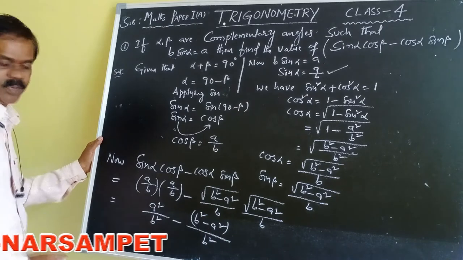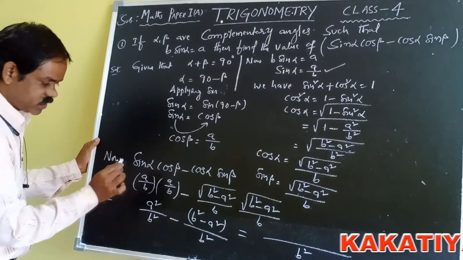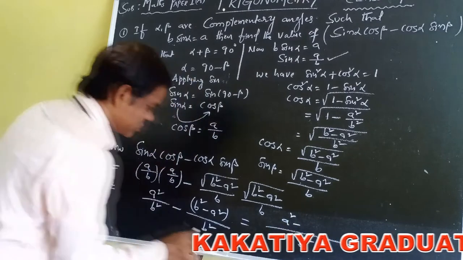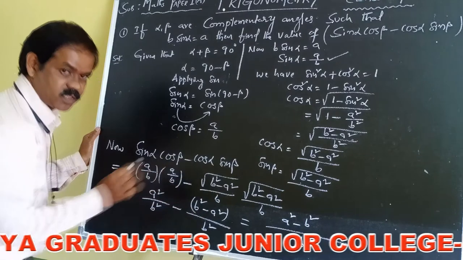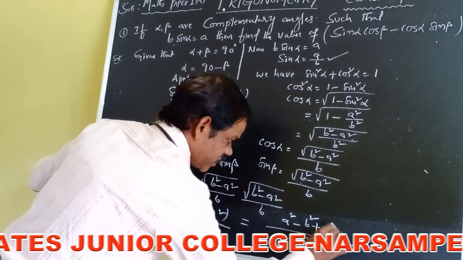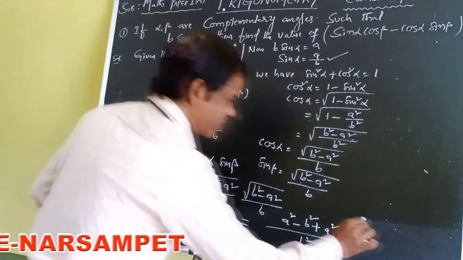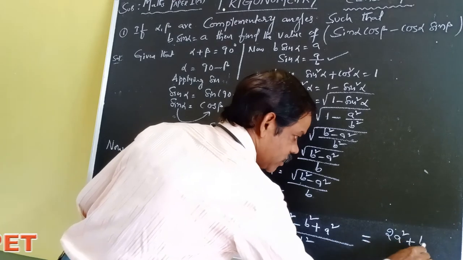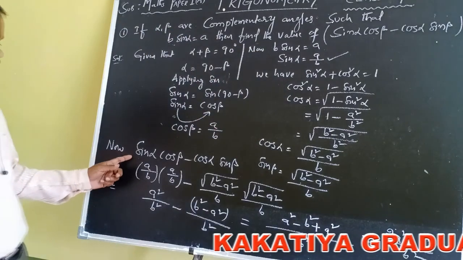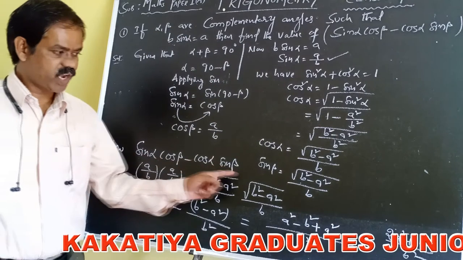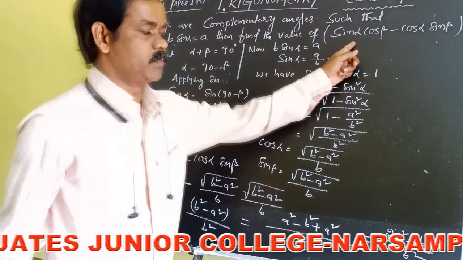Now taking LCM again, the LCM is B square. Next simplification: A square minus of B square minus A square, and here minus into minus becomes plus, so plus A square. The final answer: A square plus A square is 2A square. So 2A square minus B square by B square. Okay, it's clear. So therefore, the sin alpha cos beta minus cos alpha sin beta value is equal to how much? 2A square minus B square by B square is our required answer.